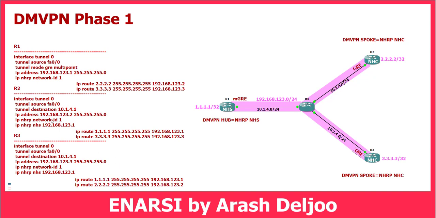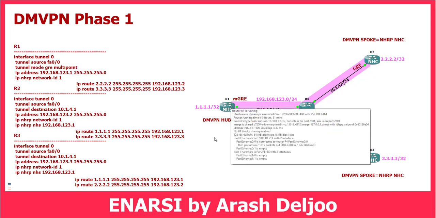After that, ip nhrp network-id 1, again ip nhrp network-id 1, and you know that on each of these two routers, router 2 and router 3, we should configure the IP address of the NHS, because they should register themselves to the NHS, or the server.